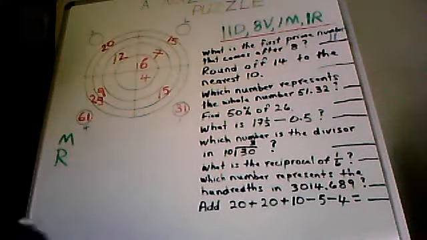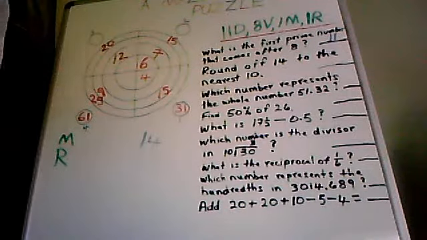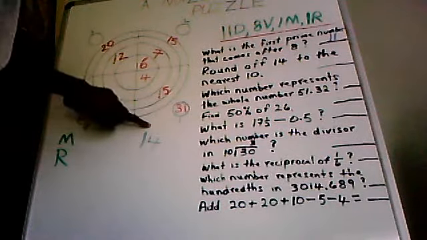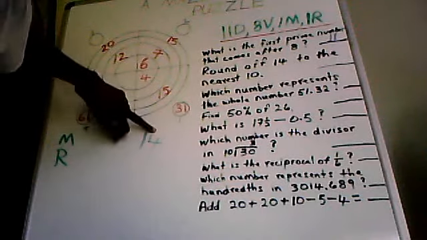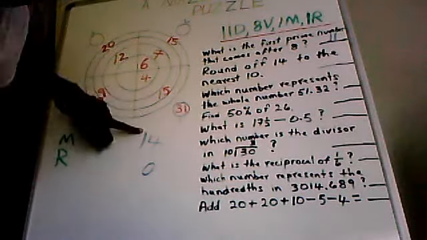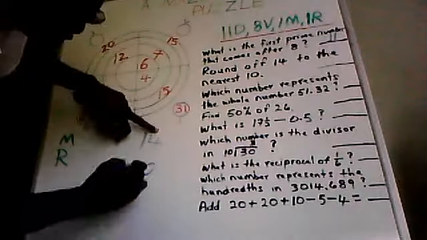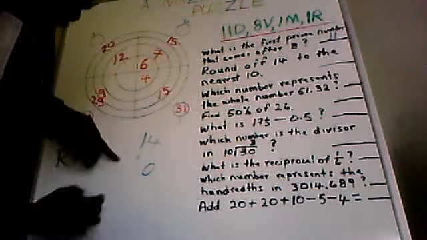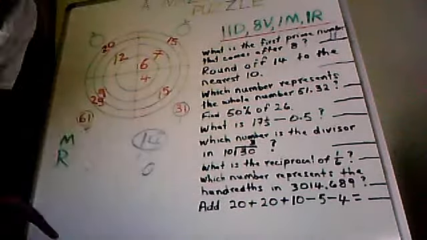The second question says, round off 14 to the nearest 10. If I have 14 there, if I'm going to round off 14 to the nearest 10, since 4 is less than 5, I put 0, and I do not carry over anything over here because 4 is less than 5, so I carry down the 1. So rounding off 14 to the nearest 10 is 10.